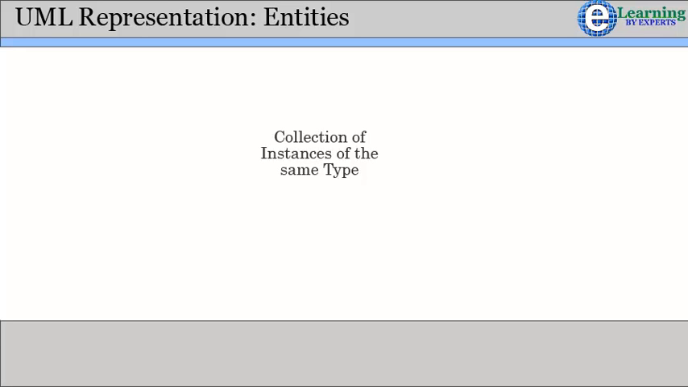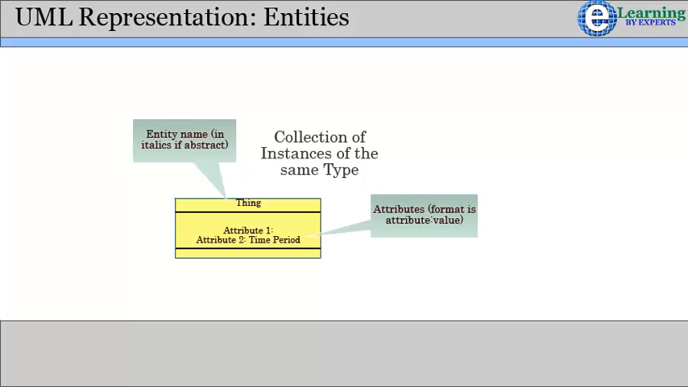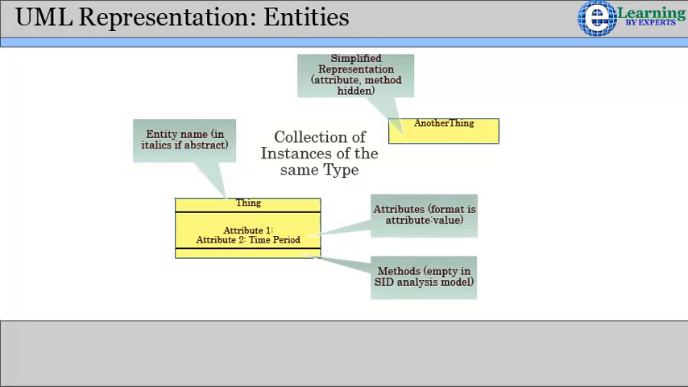Entities in the information framework are shown using a box with 3 segments. Top segment represents entity name. Middle segment captures attributes. And bottom segment is for methods. In some information framework diagrams, a simplified representation of a single box has been used.